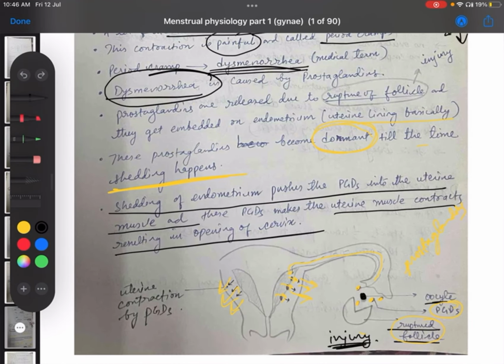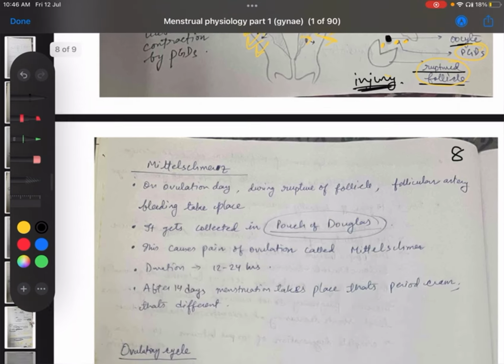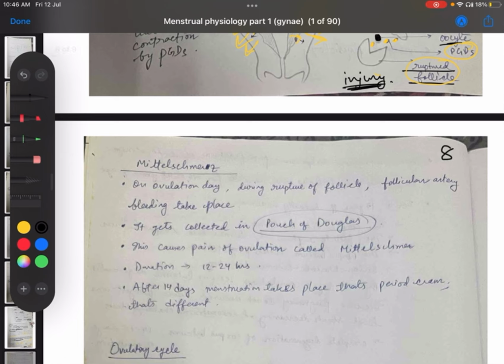So basically, the contraction of the uterine wall took place. As a result, the cervix becomes a little bit open and the menstrual blood can shed out. Okay, so this is the mechanism where basically expulsion of the shed endometrium takes place. Now let's understand a new term. It is Mittelschmerz. What is Mittelschmerz?